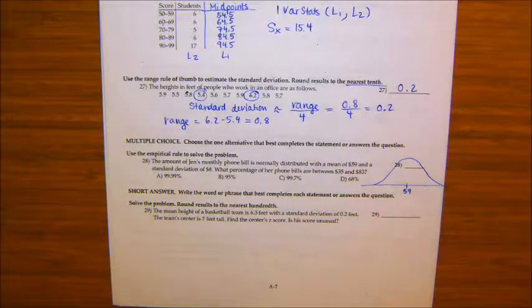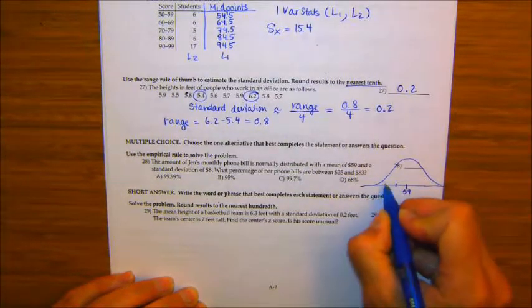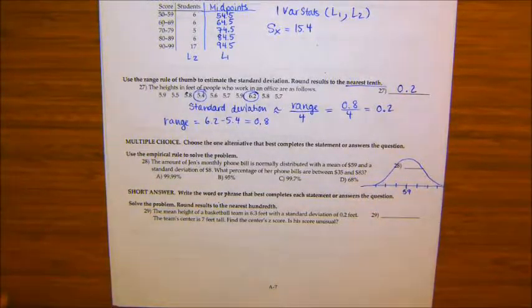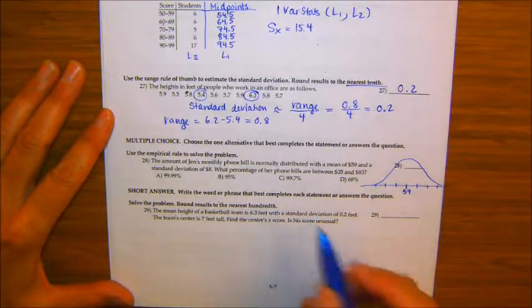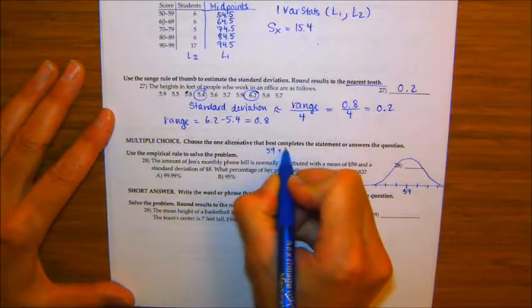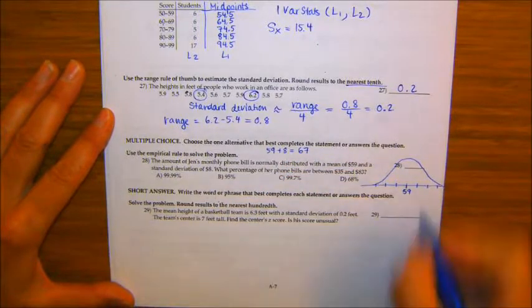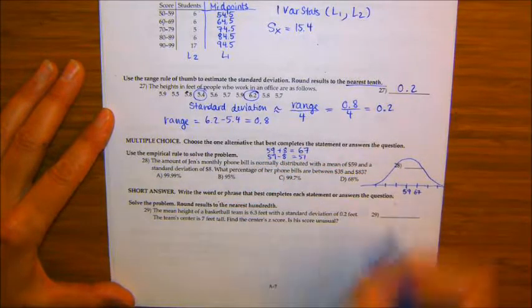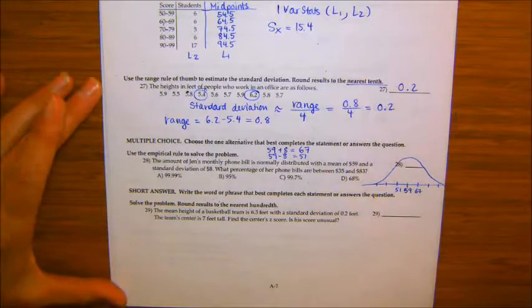What percentage of her phone bills are between $35 and $83? So we're just going to make 3 equal divisions over here, because we know 99.7% of our data is within 3 standard deviations of the mean. So we take 59 and we add 8 to it, which is 67. And then we do 59 subtract 8, that's 51. And we're not where we want to be, so we know 68% of our data is within 51 and 67.